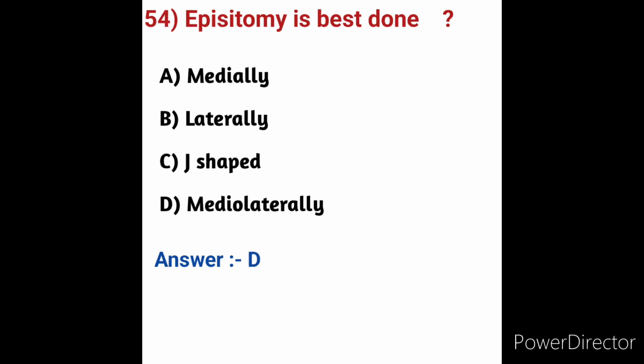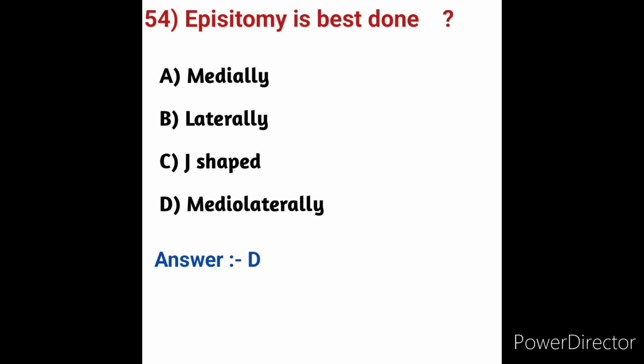Next, move on to question number 54. Episiotomy is best done: which type of episiotomy is the best? Option A, medially. Option B, laterally. Option C, J-shaped. And option D, mediolaterally. Mediolaterally is the correct answer.